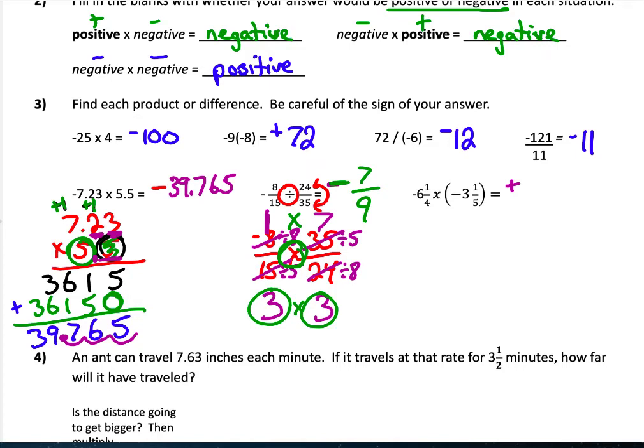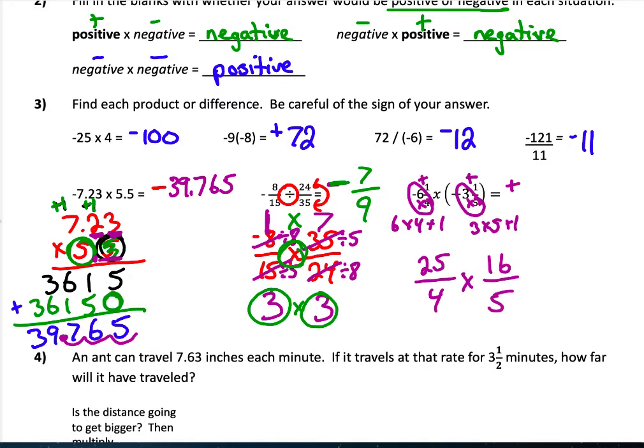Remember, for our mixed numbers, before we can multiply or divide with mixed numbers, we have to change them into improper fractions. To do that, we take our whole number times the denominator plus the numerator. So 6 times 4 plus 1 is 25, and the denominator stays a 4. Then I do 3 times 5 is 15, plus 1 is 16/5.